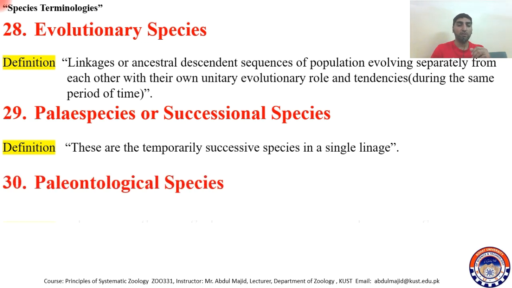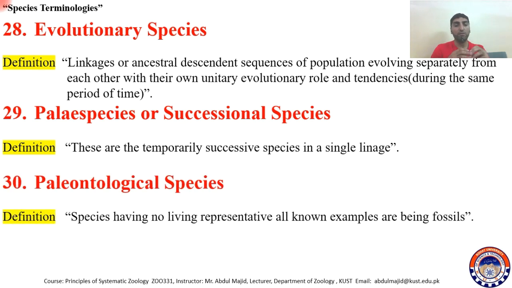Then there is paleontological species. Species having no living representative, whose known samples are all fossils, are known as paleontological species. In a simple example, the dinosaur is a paleontological species, because there is no living member of them, only fossils are present. The woolly mammoth is also a paleontological species because there is no living member of them and they are all in fossil form.